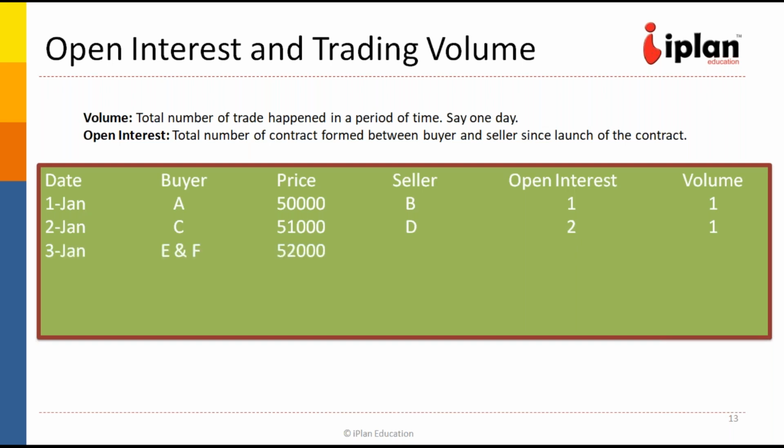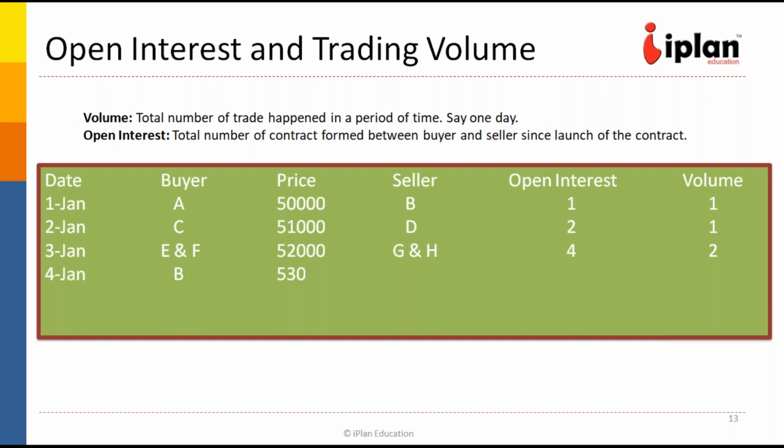On 3rd January, there are 2 buyers, E and F, and there are 2 sellers, G and H, and both together make 2 trades. So we have 2 trading volumes, but open interest goes to 4. Why? Because we have 2 from today and 2 from yesterday. So we have 4 total contracts as on 3rd January.